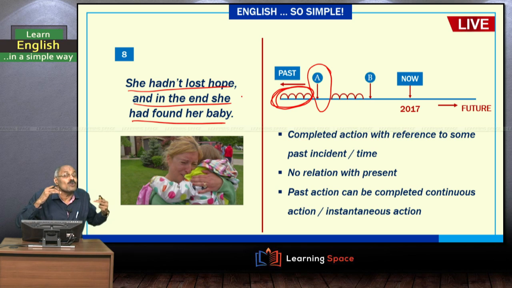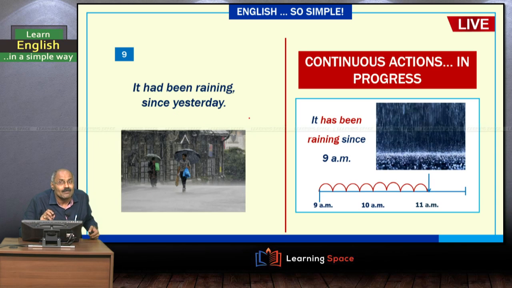Here two actions were there, the first action and the second action, both past actions. One will take the past perfect and the second one will take the simple past. The latest action will take past. Searching for the baby is the initial action; finding the baby is the second one. So, the sentence says she had not lost hope and in the end she found her baby.